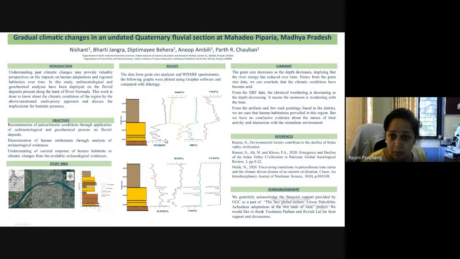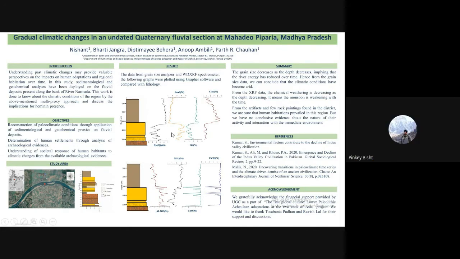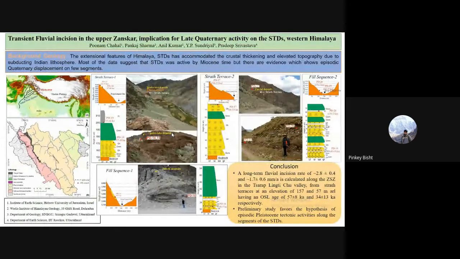Okay. With that, we can move on to the next presentation because we've already exhausted time. Our next presentation will be by Poonam Chahal on the topic Transient Fluvial Incision in the Upper Zanskar, Implication for Late Quaternary Activity on the STDS, Western Himalaya. Poonam, good afternoon, everyone. Am I audible to you?